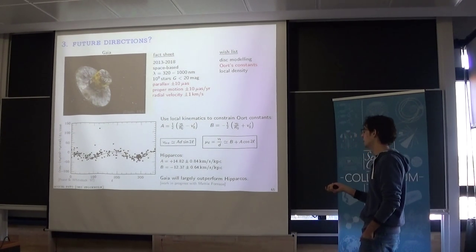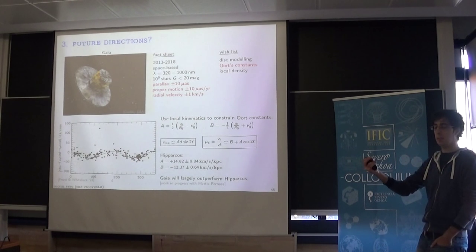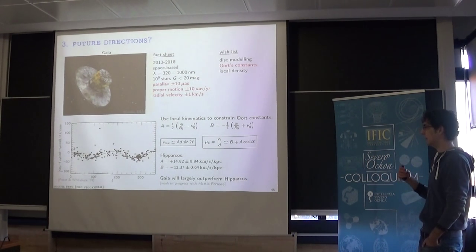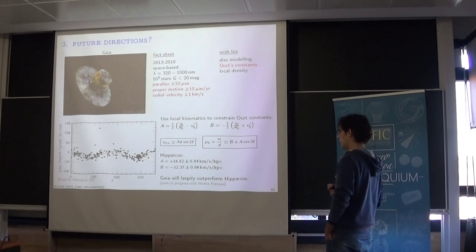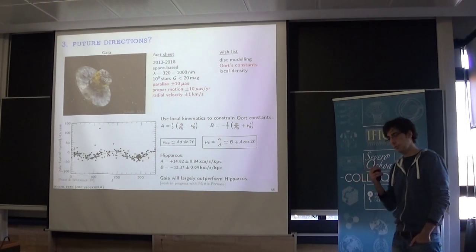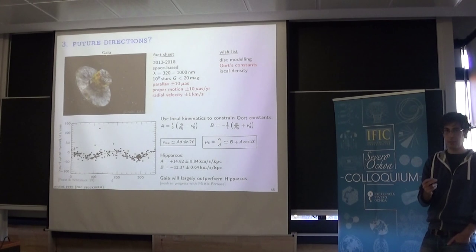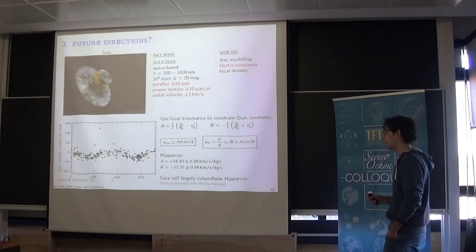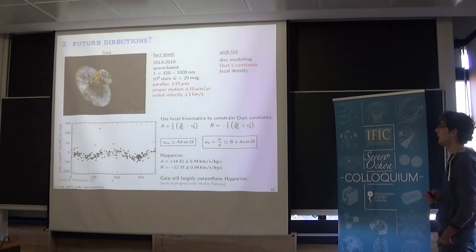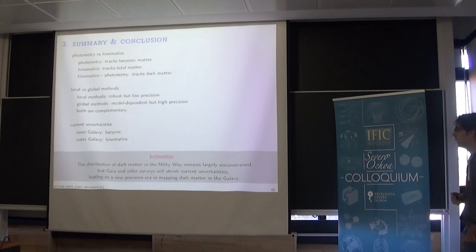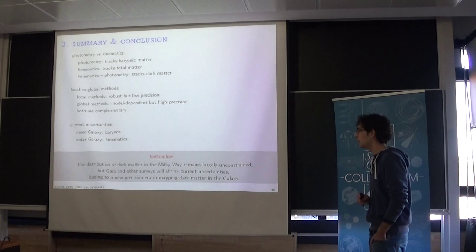And this is very important in itself. It sets the local circular velocity, but it also has important implications for dark matter, for the determination of the dark matter density in the solar neighborhood, and eventually also for the direct detection of dark matter. And that's it. That brings me to my final slide.